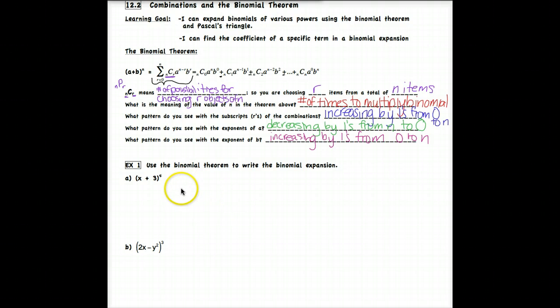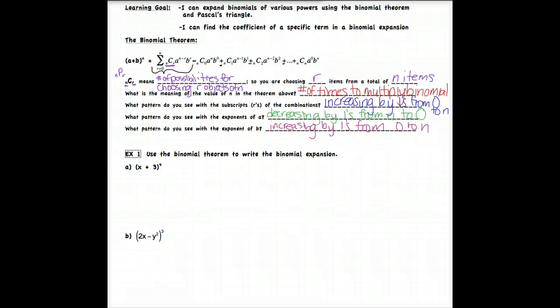All right, I'm sure this still looks a little bit scary. So the best way to make it not scary is to try to apply it to one of our problems so that you can see how these patterns work. It's really important. You're going to be given the binomial theorem. You're never going to have to memorize this. But if you don't know the meaning of the terms and you don't know these patterns, being given the formula isn't going to help you because you're not going to know what to do with it. So it's really important that you know these patterns, what happens with the r's, what happens with the exponents of a, what happens with the exponents of b.